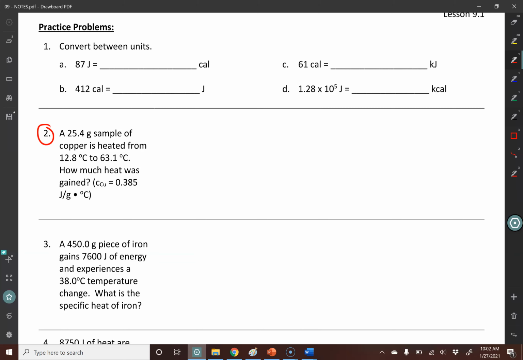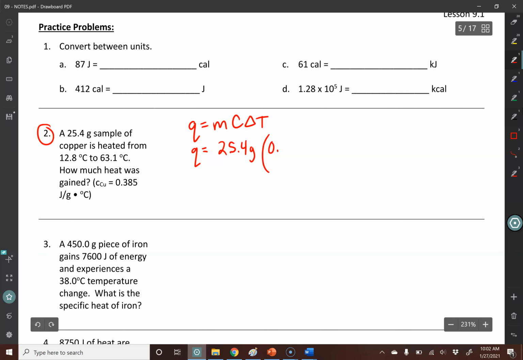Now we're told the specific heat of copper. This is going to be an application of Q equals mc delta T. I'm asked for how much heat was gained, so I'm going to solve for Q. And I can start plugging in for my variables. My mass, 25.4 grams. C, the specific heat, 0.385 joules over grams times degrees Celsius. And my temperature is going to be the final temperature, 63.1 degrees Celsius minus 12.8 degrees Celsius.